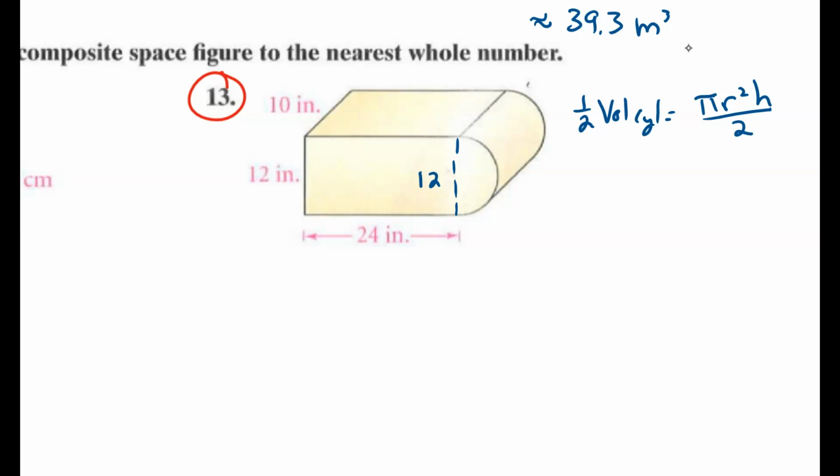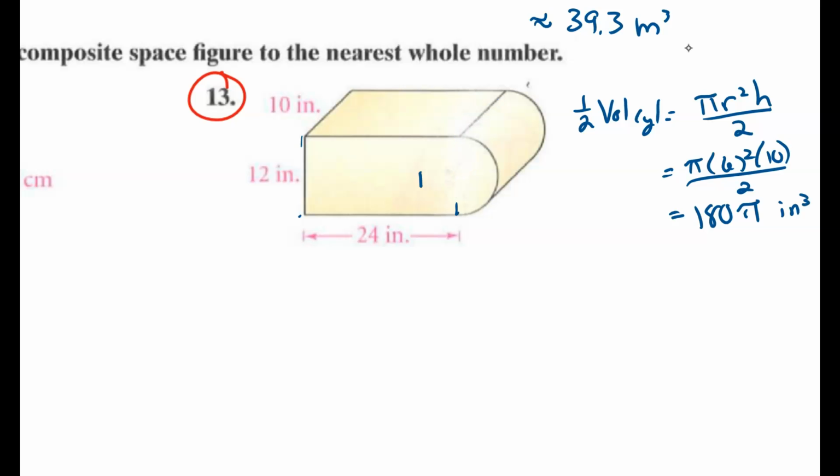We realize that if this is 12 inches here, the diameter for my cylinder would be 12, which means my radius from here to here would be 6. The height of the cylinder would be 10. So we plug it in. So pi times 6 squared times the height of 10 all over 2. All right, what do we get? 180 pi. And we'd go cubic inches. So that's the half of the cylinder.